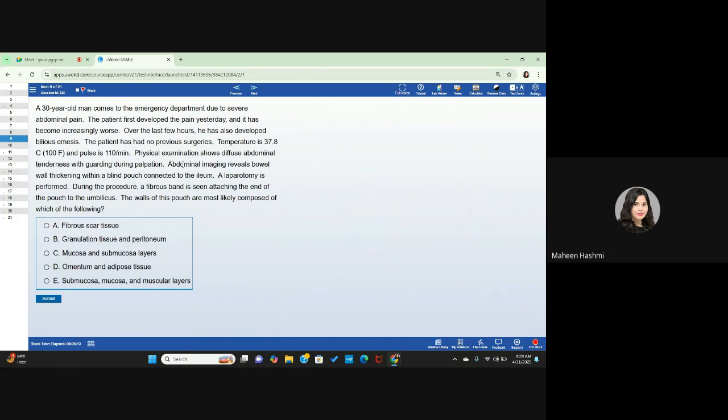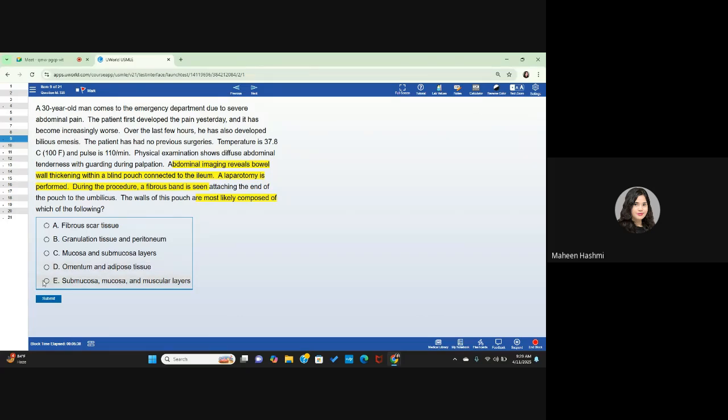Next question. Abdominal imaging reveals bowel wall thickening with a blind pouch connected to the ileum. What's this? Meckel's diverticulum. Very good. That's Meckel's. And a laparotomy is performed during the procedure. A fibrous band is seen attaching to the pouch of the umbilicus. The wall of this pouch, it's very easy. We talked about this. Meckel's diverticulum is a true diverticulum.